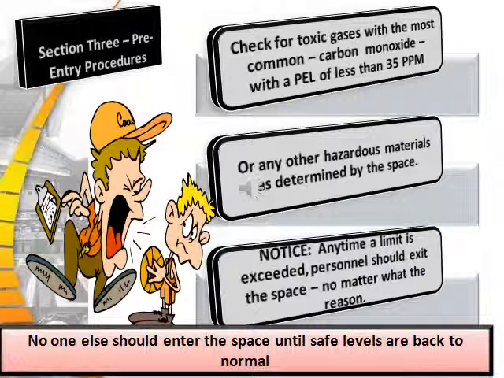Check for toxic gases, with the most common, carbon monoxide, having a PEL, or permissible exposure limit, of less than 35 parts per million, or other hazardous materials as determined by the space. Remember, any time a limit is exceeded, personnel should exit the space, no matter what the reason. No one else should enter the space until safe levels are back to normal.